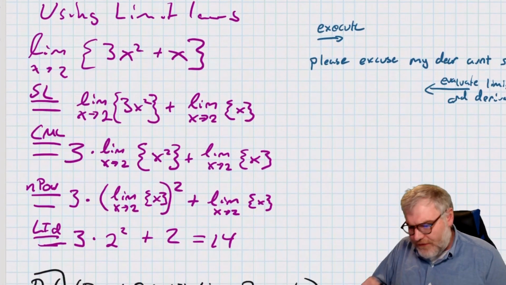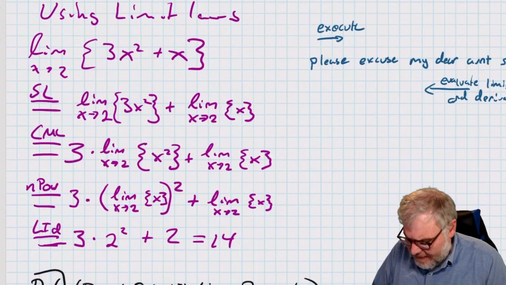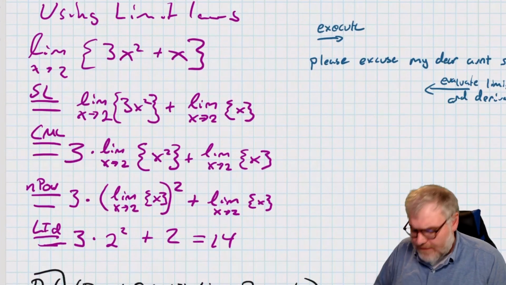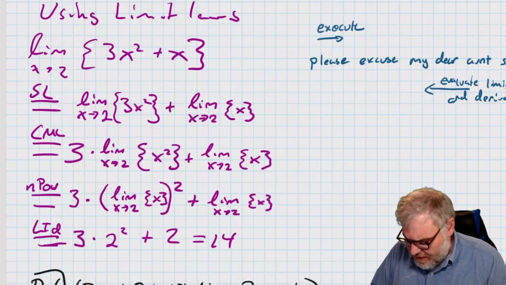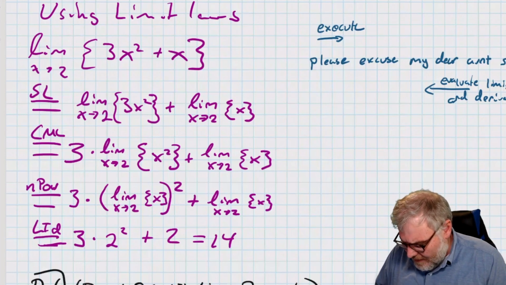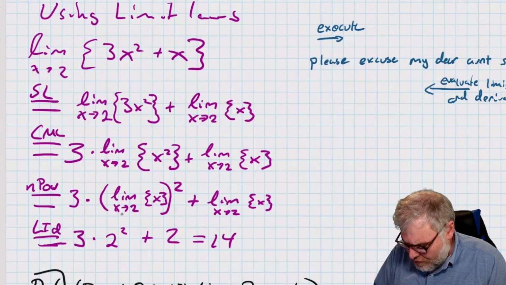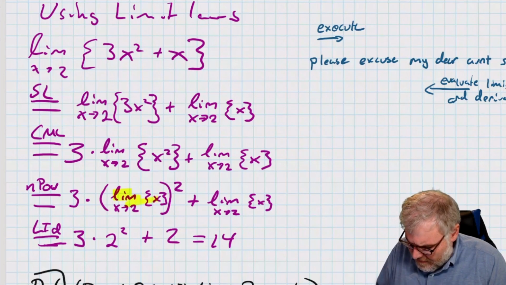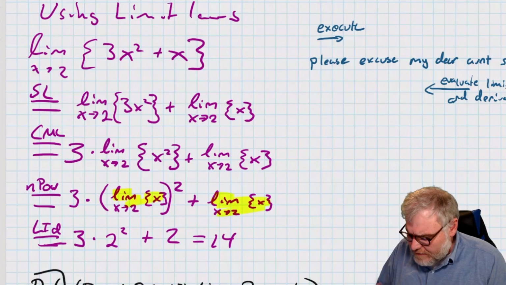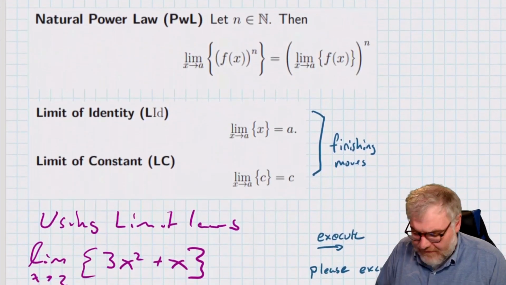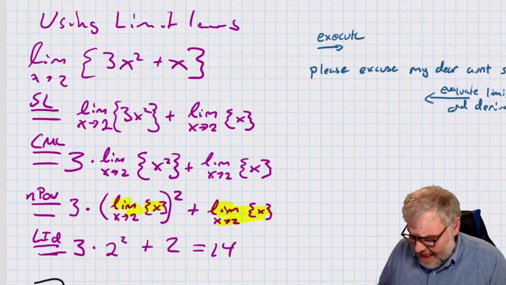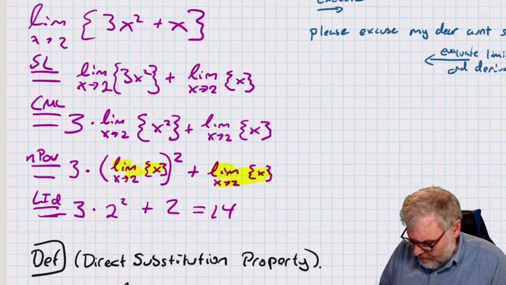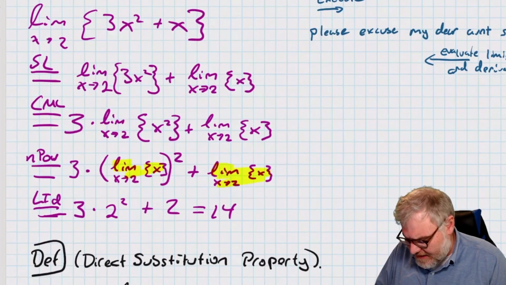Okay, so I peel that layer back, then I pull back the layer that's done with the exponent. So I use the natural power law to do that. And then I have these two things, the limit as x goes to 2 of x, and the limit as x goes to 2 of x. Now this matches my rule about the limit of identity. So I take a, in this case 2, and I just sub it in directly. I sub it in using the limit of the identity, and I have 3 plus 2 squared plus 2.